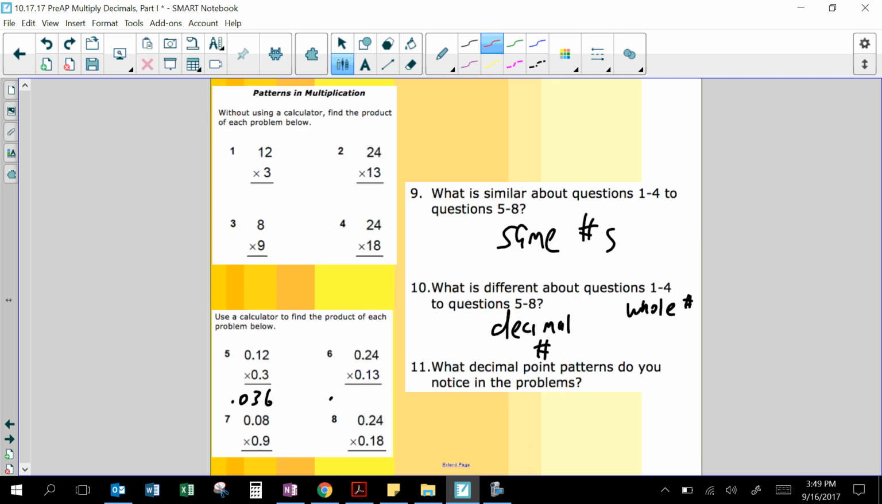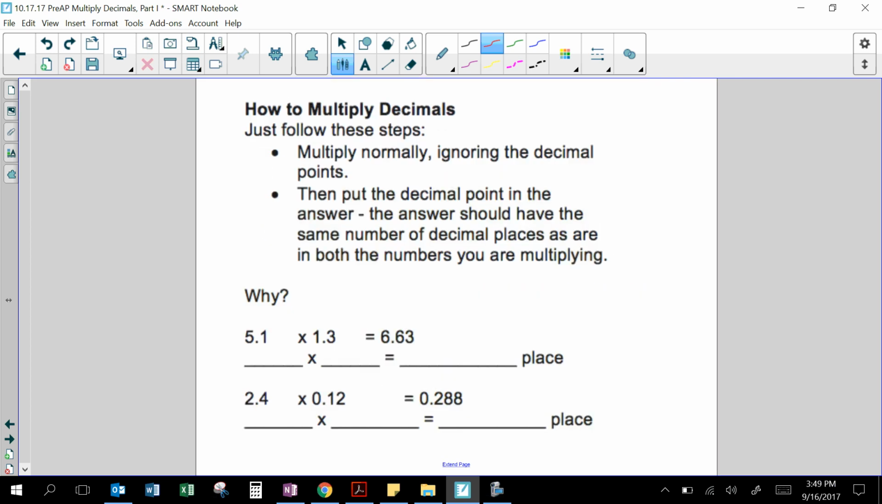So using what we know about this, how do you multiply decimals? You just multiply normally, ignoring decimal points. Then put the decimal point in the answer. The answer should have the same number of decimal places as are in both the numbers you are multiplying. For example, let's estimate this. 5 and 1/10 times 1 and 3/10. If you estimate, 5 times 1 is 5, so we know our answer has to be around 5.